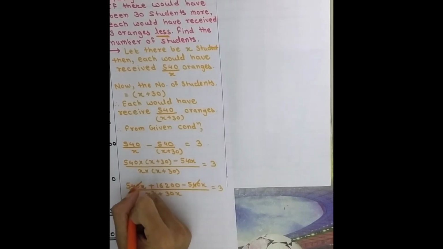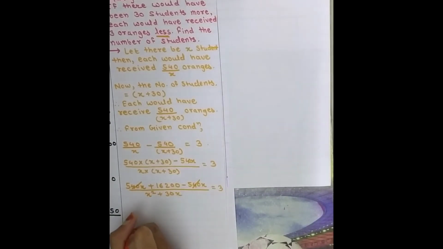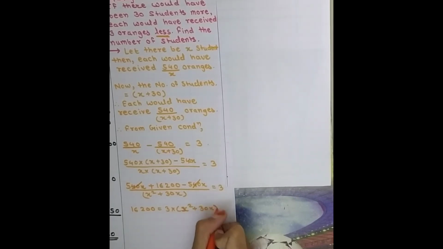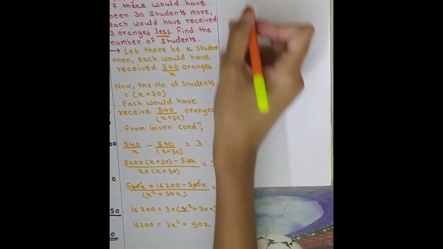Now plus 540x minus 540x cancel. So 16200 is equal to, the denominator goes on multiplying, 3 multiplied by x square plus 30x. Now 16200 equals 3 multiplied by x square is 3x square plus 3 times 30 is 90x. Now solve this.